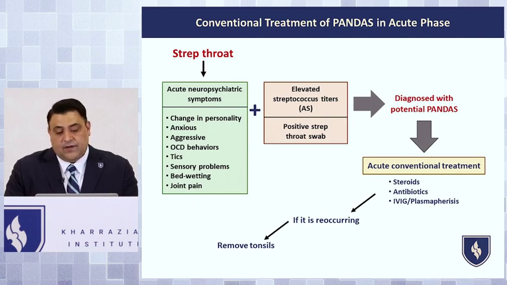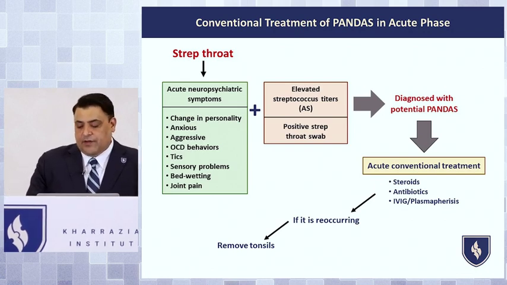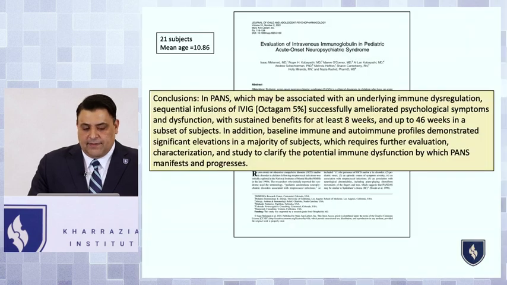The best scenario is, if they have PANDAS, they have an acute attack, they get treatment once and that's resolved. The scenario that's more common is that they have the infection once and they keep getting reoccurring infections and they keep having reoccurring flare-ups and autoimmunity, and they're dealing with this on an ongoing basis, which we'll get into in a little bit here.